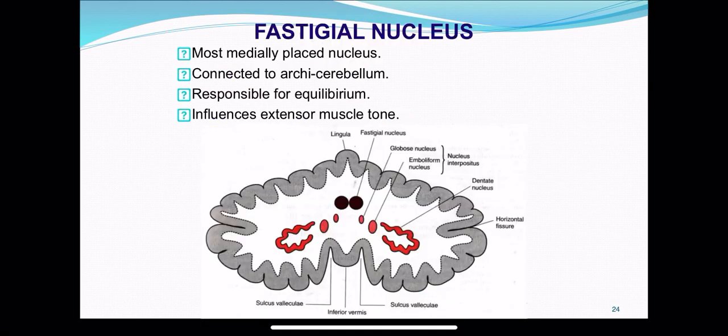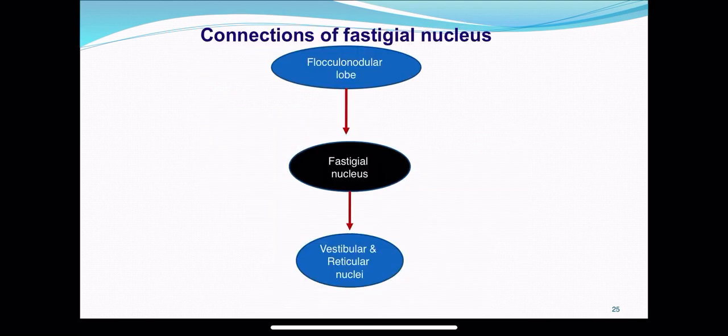The last nucleus now, fastigial nucleus, most medially placed nucleus, very close to midline, connected to archicerebellum, responsible for equilibrium, influences extensor muscle tone. So you can make out the fastigial nucleus close to midline as a medium big sized black color nucleus. The crumpled bag on the lateral most is your dentate nucleus, close to it is emboliform, and very small is globose nucleus. So these are the deep cerebellar nuclei or intracerebellar nuclei.